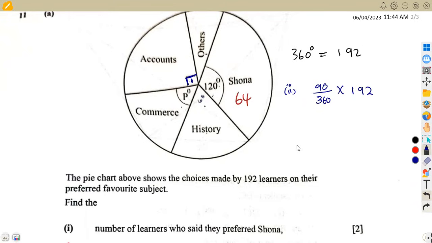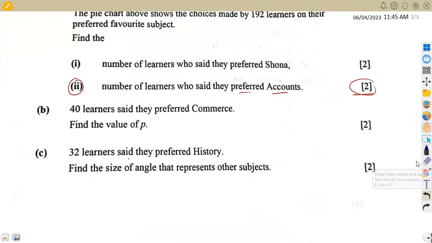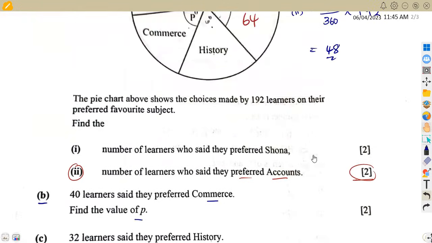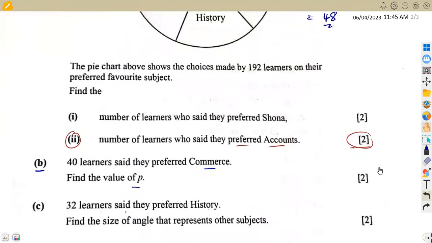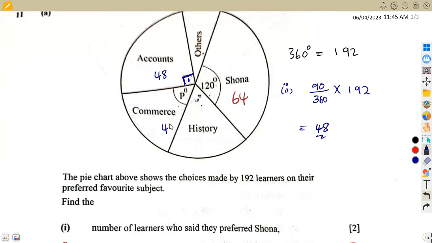192. So this is going to give us the number of learners who say they want to have accounts, which is going to be 48. All right, so this is going to be 48 learners in this case. All right, so now we are given that on the B part, 40 learners said they preferred commerce. Find the value of P. All right, so we are given that in commerce here, 40 learners say they want commerce in this case.